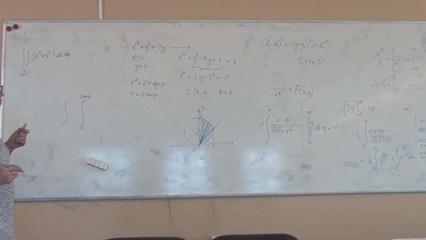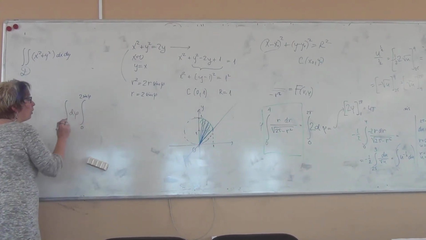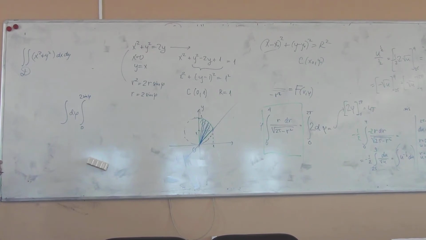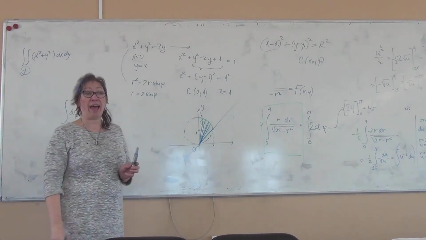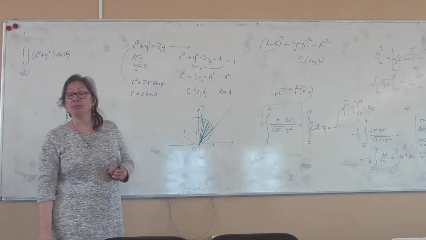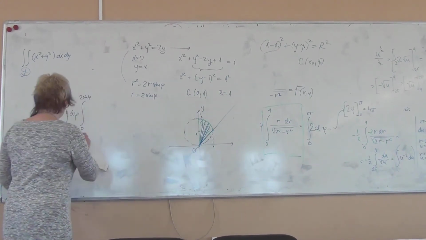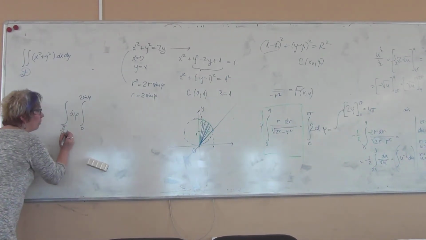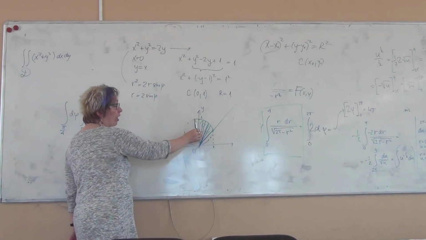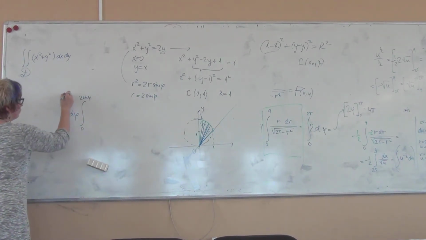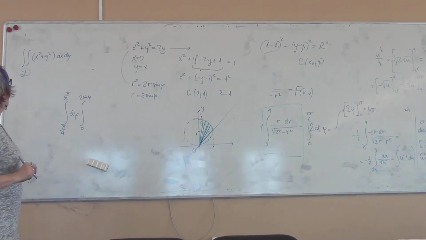And then, yes, d phi. How will we change d phi? Which is the minimal angle? The smallest one? 45 degrees, that's pi over 4. And the maximum angle we reach is pi over 2. Like this. Now, what else do we have?